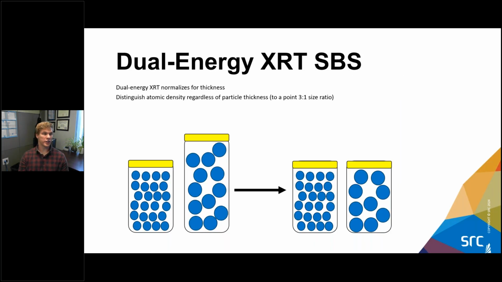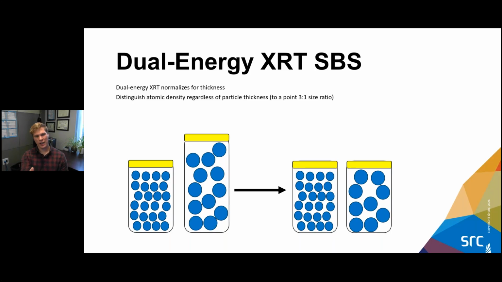So what's dual energy XRT? Because this is the actual technology you'll typically run into. This is an X-ray transmission unit that has one X-ray source and two sensors, and it essentially uses a high energy and low energy reading to normalize for thickness. So it can distinguish atomic density regardless of particle thickness, at least to a point. They see things break down a little bit in the physics after a 3:1 size ratio. Density, of course, is also a factor, but as you can see from the diamond example, it's a lot smaller one.